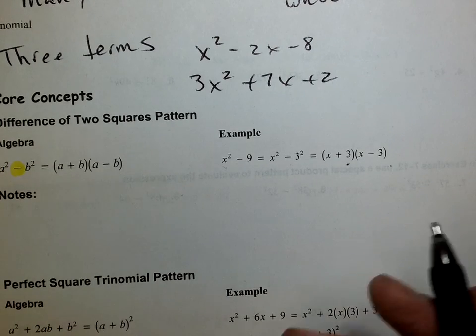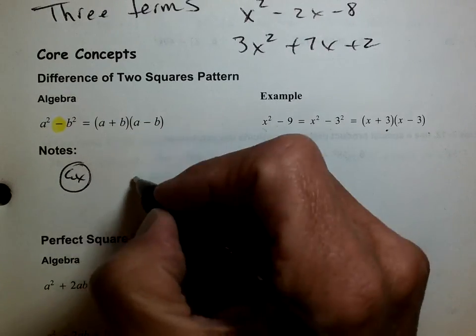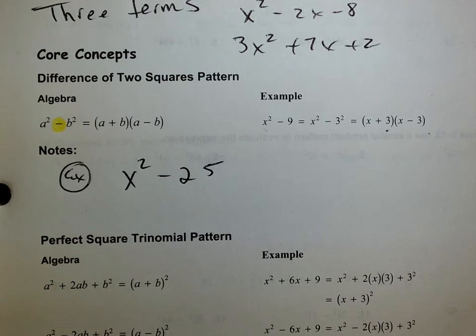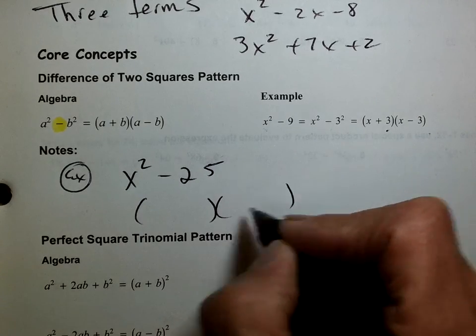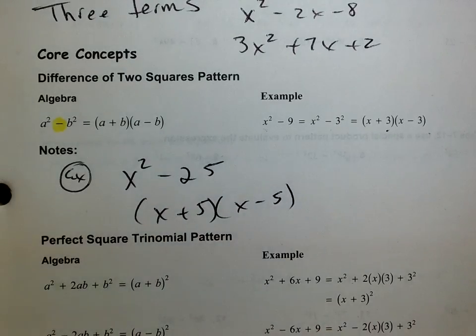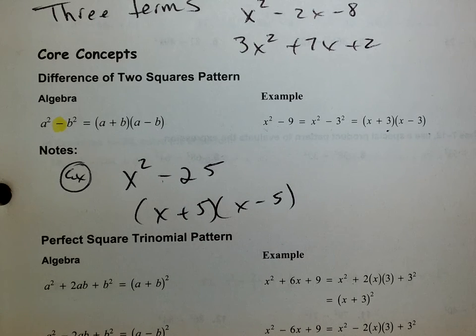Let's write down an example. If I had x squared minus 25, these are easy. Everybody can do these, as long as you know what times what makes 25. If you don't, you're probably in the wrong class. So, x plus 5, x minus 5. Now, why does it have to be plus and minus? Why has it got to be positive, negative? Michael's right, because that'll make the negative 25.